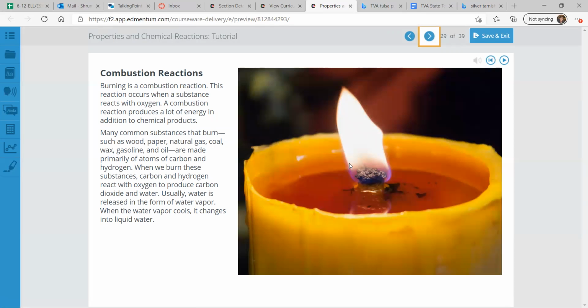Now, combustion reactions. This reaction occurs when a substance reacts with oxygen. And this produces a lot of energy in addition to chemical products. Many common substances that burn, like wood, paper, natural gas, coal, wax, gasoline, and oil, are made primarily of atoms of carbon and hydrogen. When we burn these substances, carbon and hydrogen react with oxygen to produce carbon dioxide and water. Usually, water is released in the form of water vapor. When the water vapor cools, it changes into liquid water.